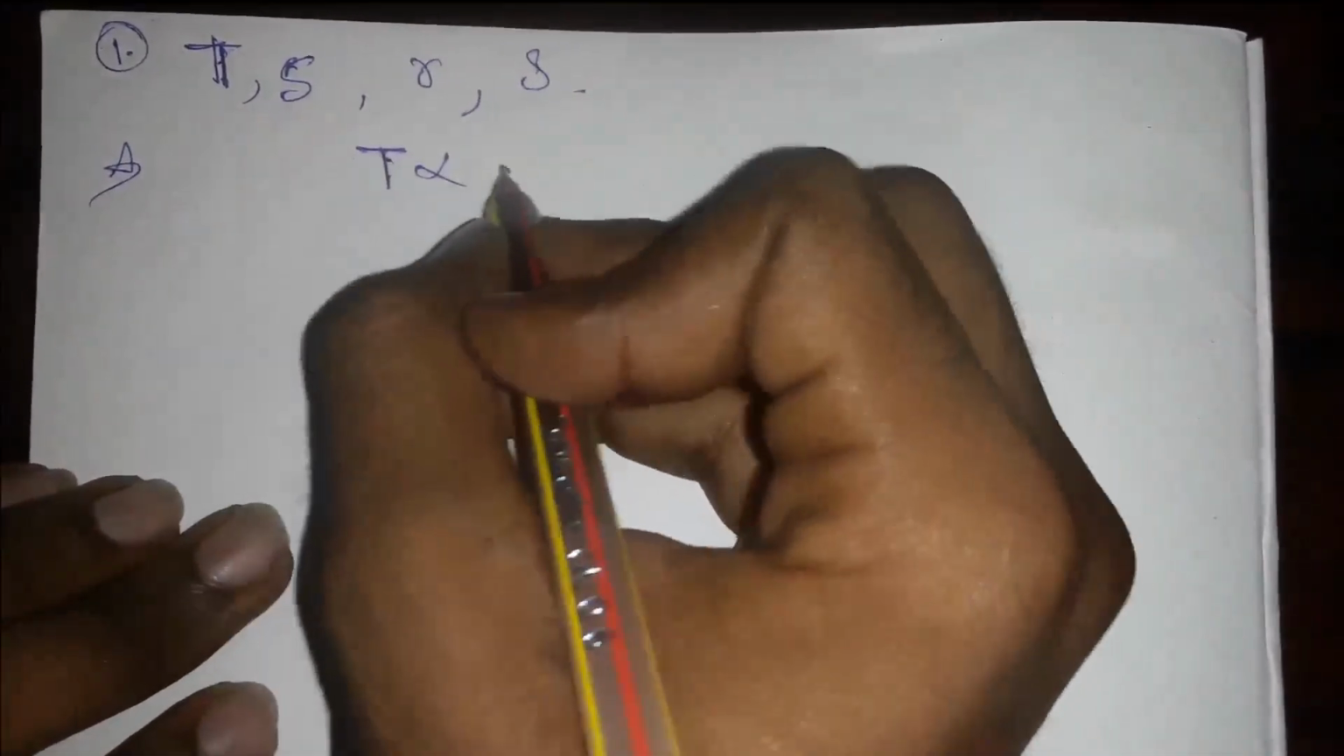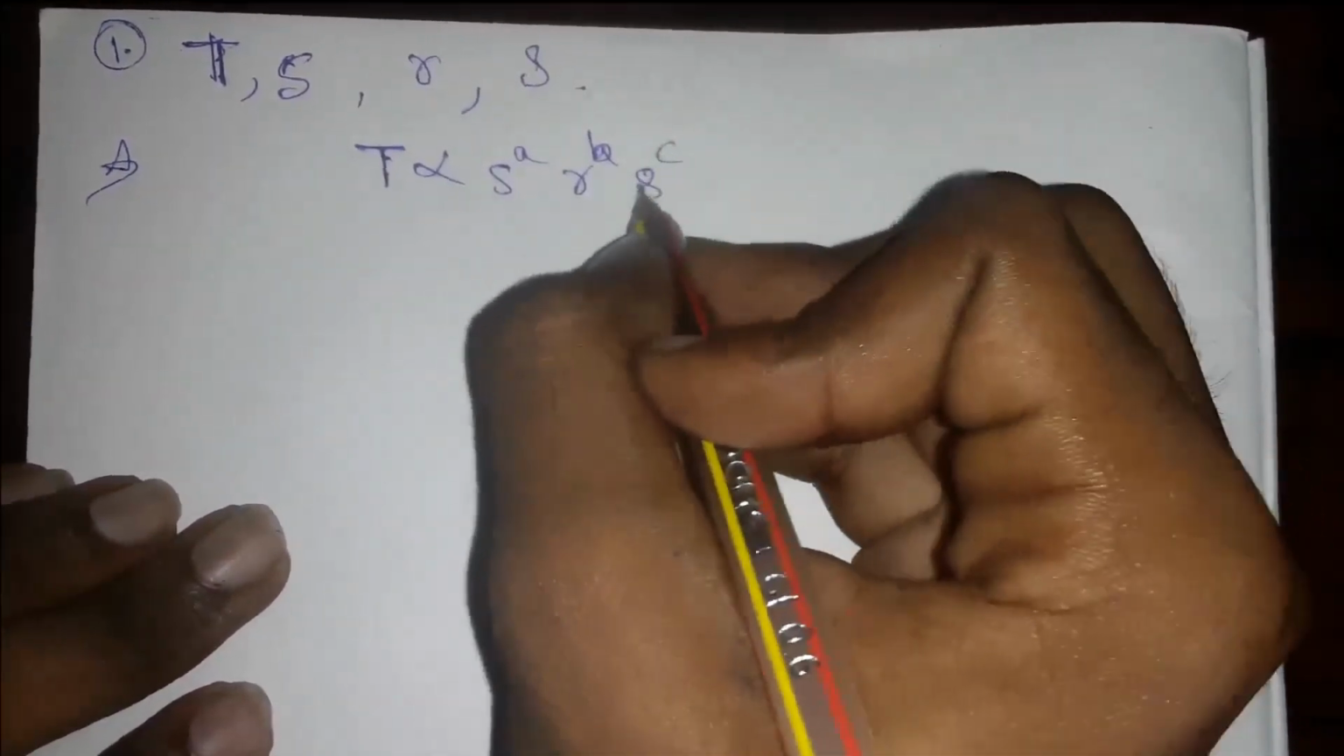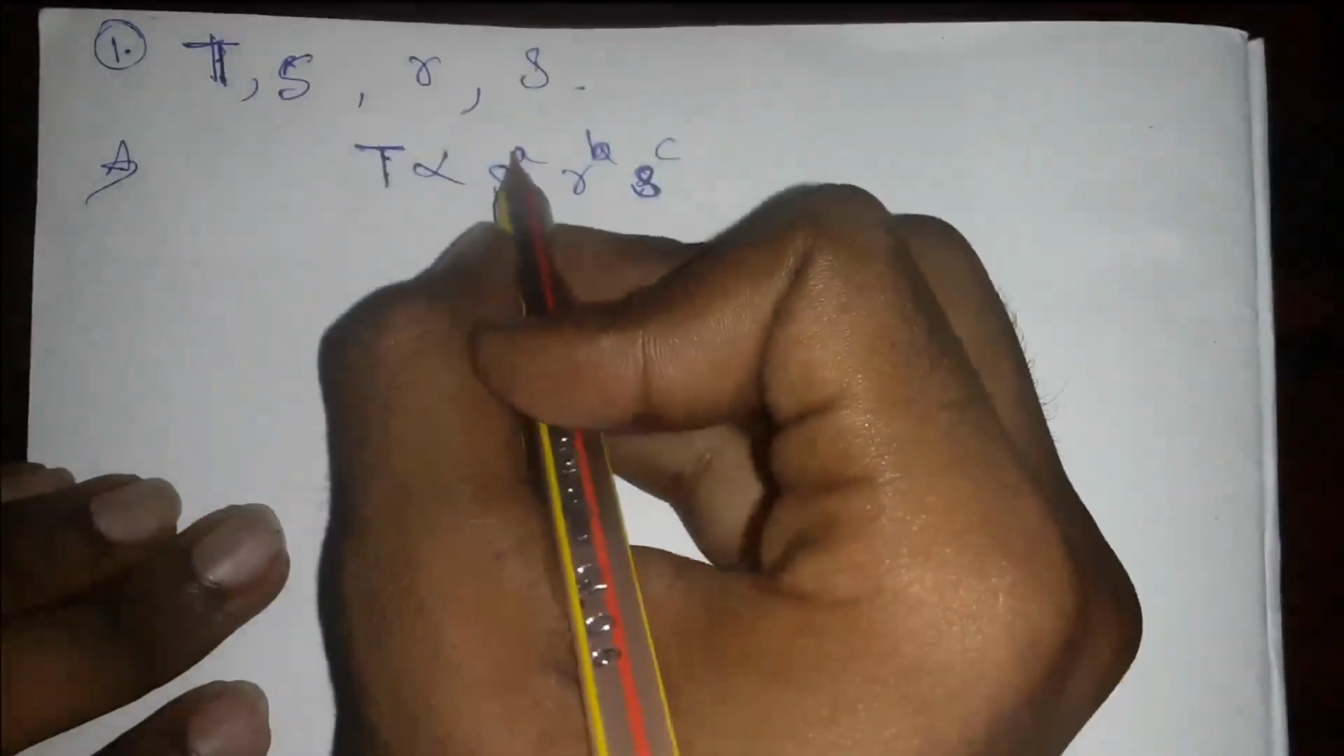So we have the question that the time period of vibration, that is T, depends on the surface tension, that is S, R, and density. So we have to derive the expression for T. First we start by writing T is directly proportional to S power A, R power B and rho power C. We don't know how they are dependent, so we are taking the real numbers A, B and C.